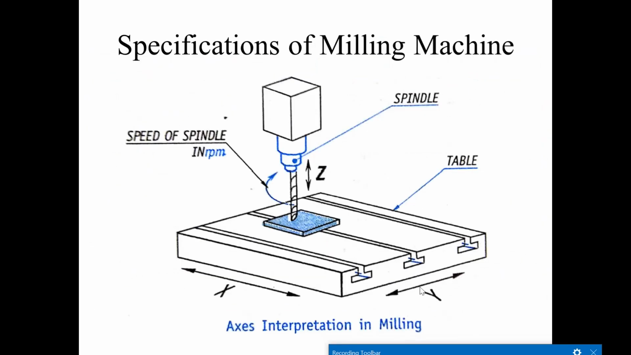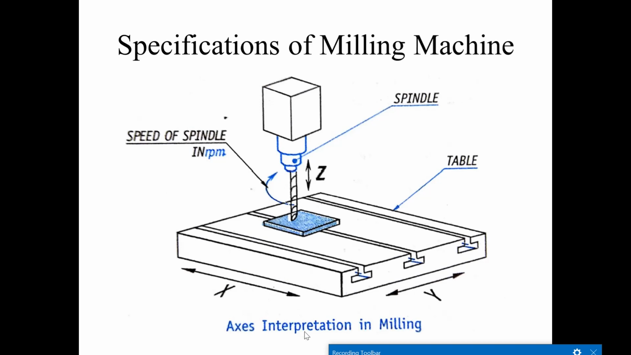Next one is the specifications of milling machine. Here also we have different specifications of milling machine, as with the lathe. In the lathe also we have different specifications like the lathe bed and all. In milling also we have different specifications like the speed of the spindle in RPM, what is the exact revolutions of the spindle per minute, that should be identified. That is the speed of the spindle, and this is a spindle here and this is the table.